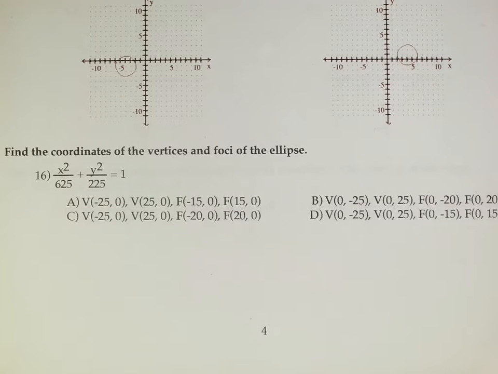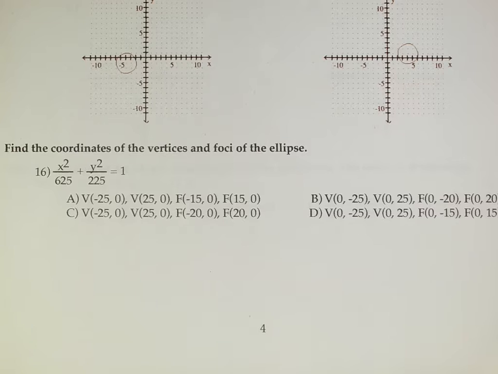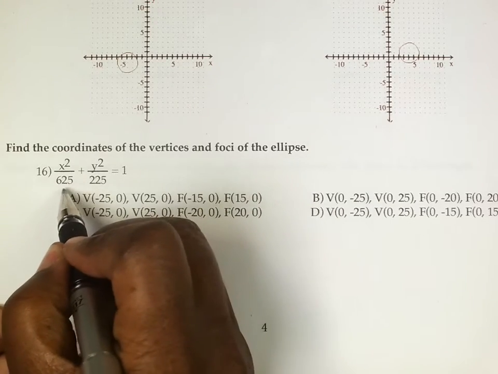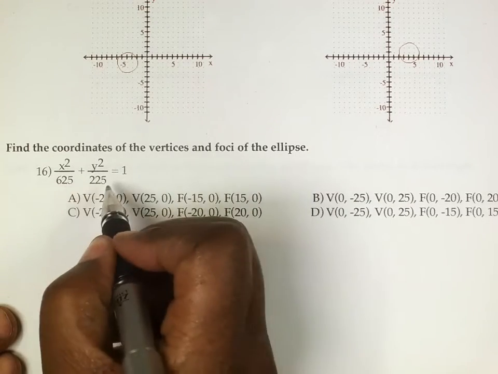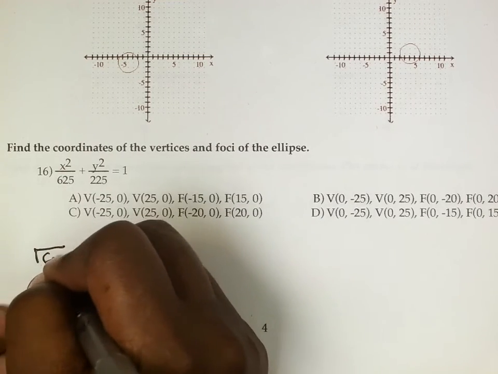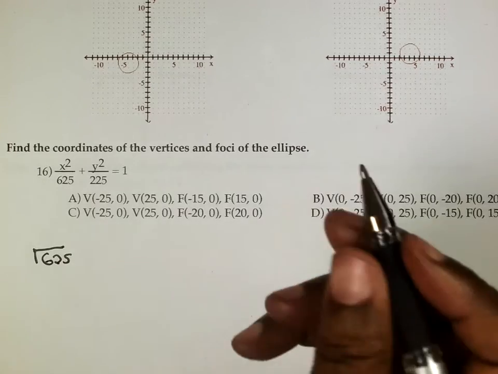Number 16, find the coordinates of the vertices and foci of an ellipse. So we know it's an ellipse because it's plus. If it was minus, excuse me, that's when it's a hyperbola. So the vertices and foci. This is the major axis because it's a bigger number down there. So that's a squared. So I have to take the square root of 625, and I get 25.